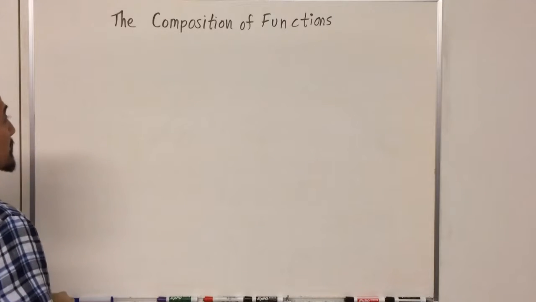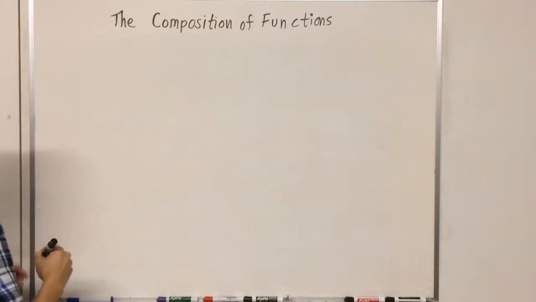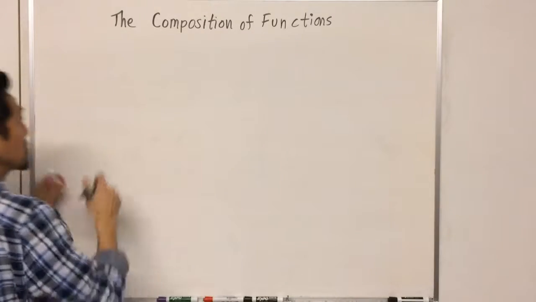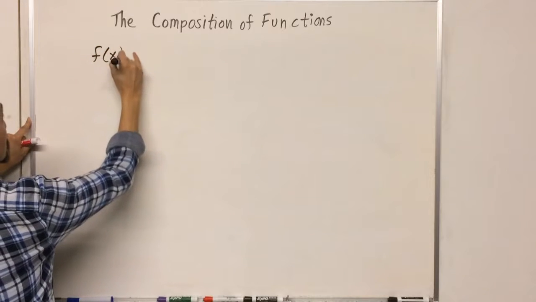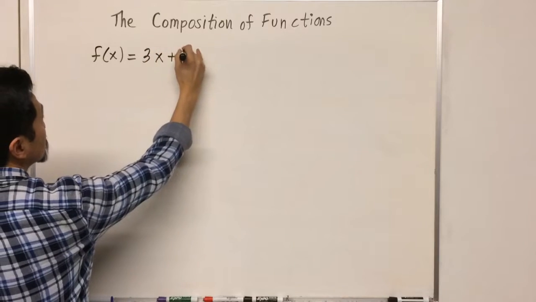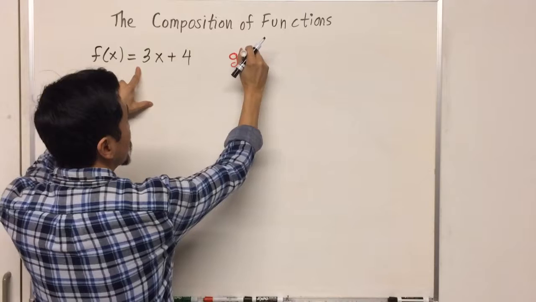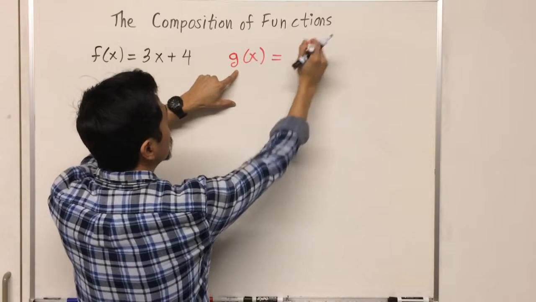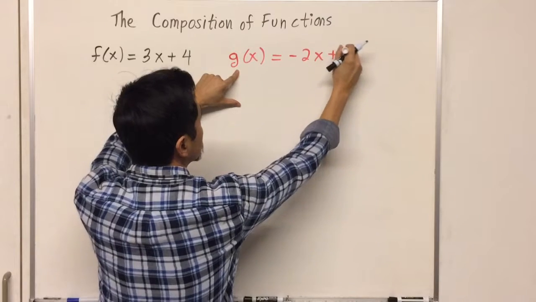Okay, so let's do some examples of composing two functions together. Let's say that we begin with this pair. I've got f of x, which is equal to 3x plus 4, and we'll pair that up with another function here in red called g of x, which is negative 2x plus 7.